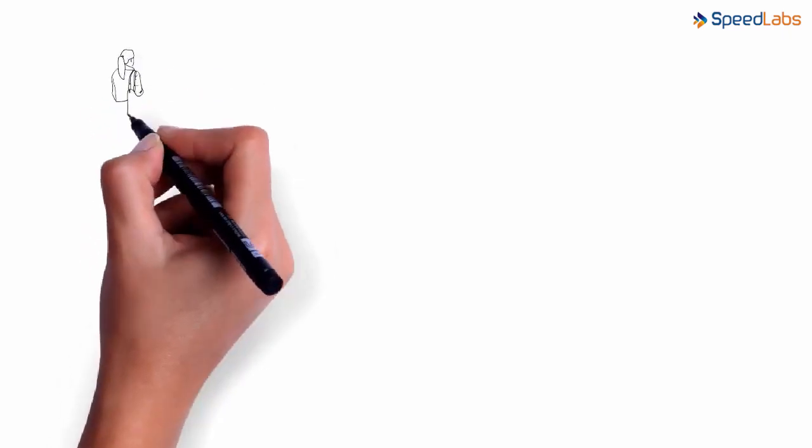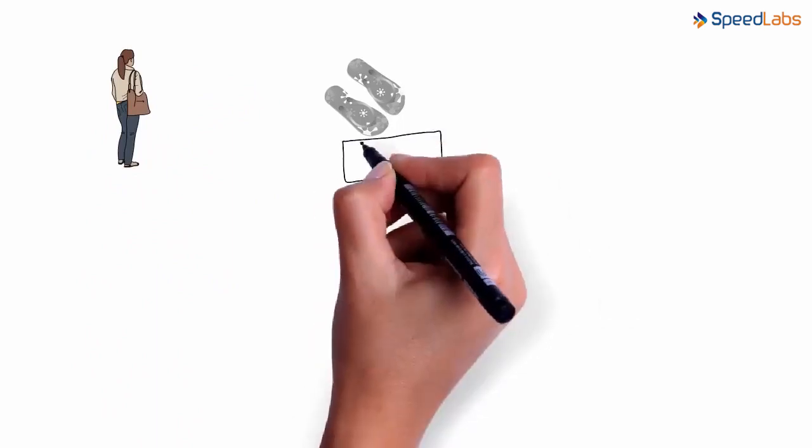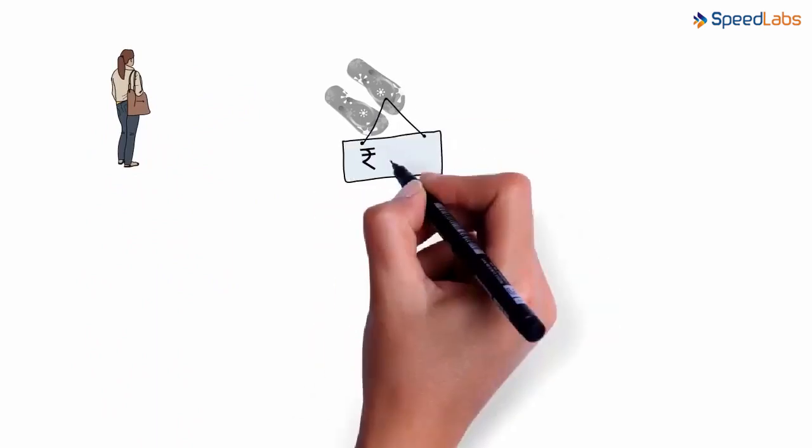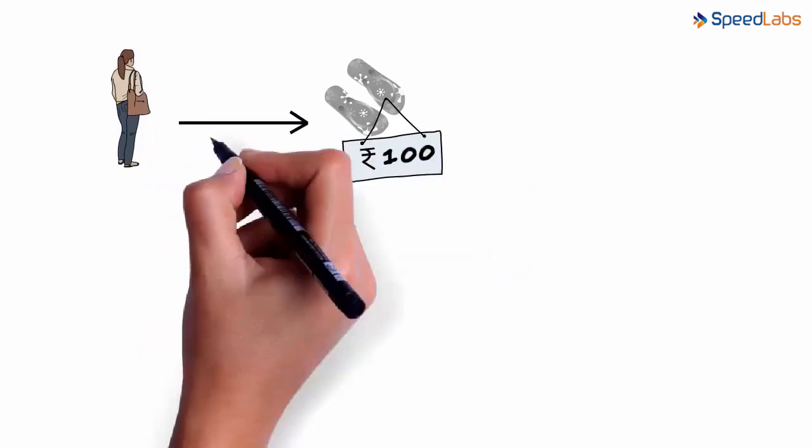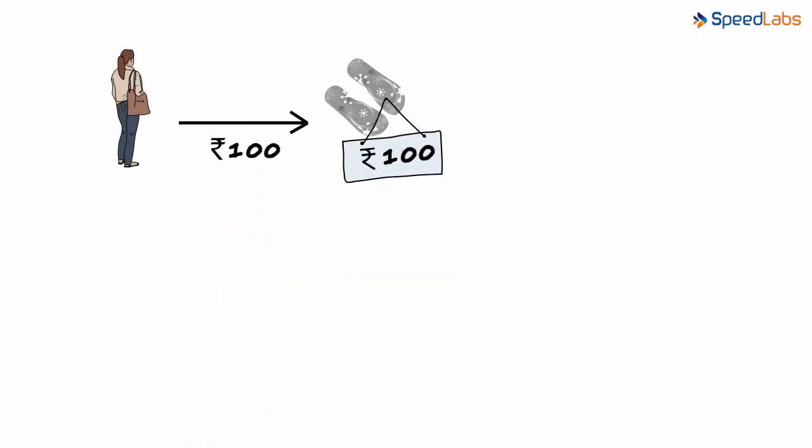This lady you see here wants to buy a pair of slippers. She sees that the slippers are priced at 100 rupees. And at the moment, there is no discount. Can she pay 100 rupees to the shopkeeper and buy the slippers? Is that the only amount she will have to pay?